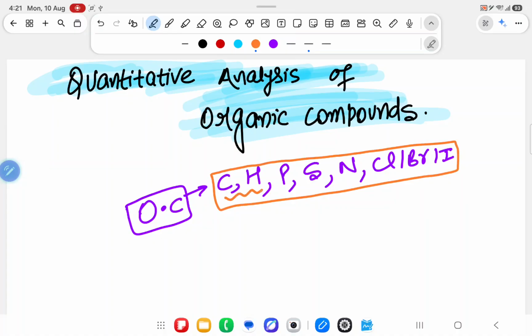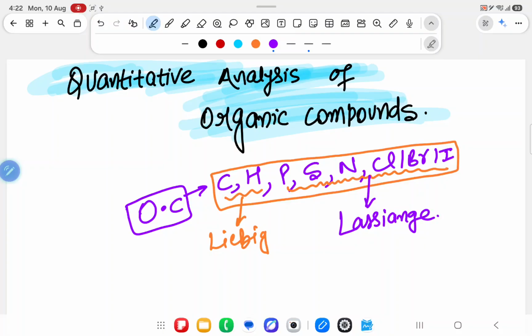Means carbon and hydrogen, whether the organic compound will contain them or not, has been dictated by Liebig. And phosphorus, sulfur, nitrogen, chlorine, bromine, iodine has been dictated by Lassaigne. And that is known as qualitative analysis. Whether this type of element is present in the particular organic compound or not.